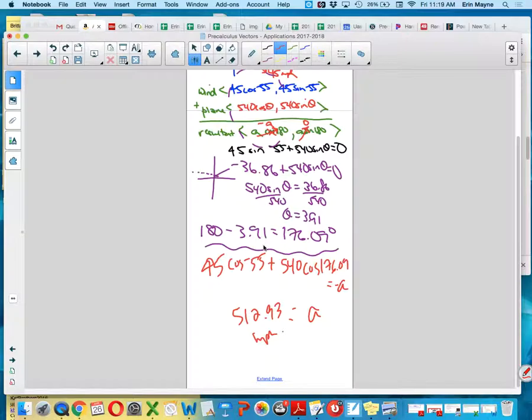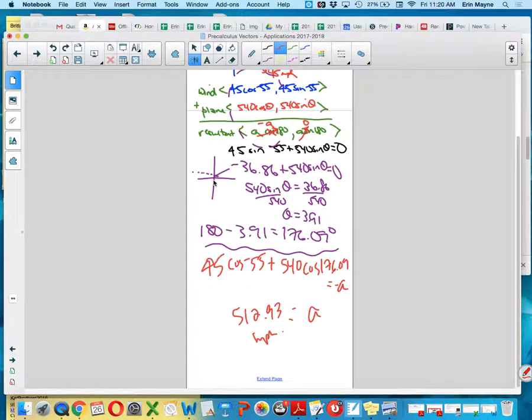Okay, so hit pause for a minute. Let me go back to Ava's question. Okay, so 3.91, you're talking about back up here. Did you put that in your calculator? The inverse sine of 36.86 over 540?